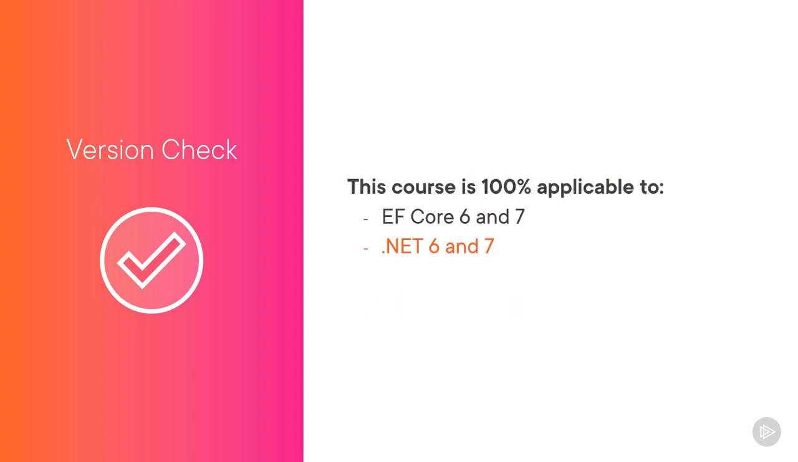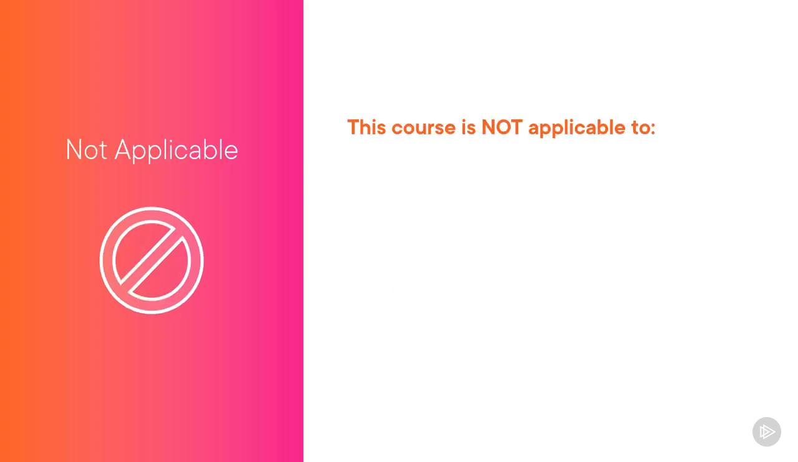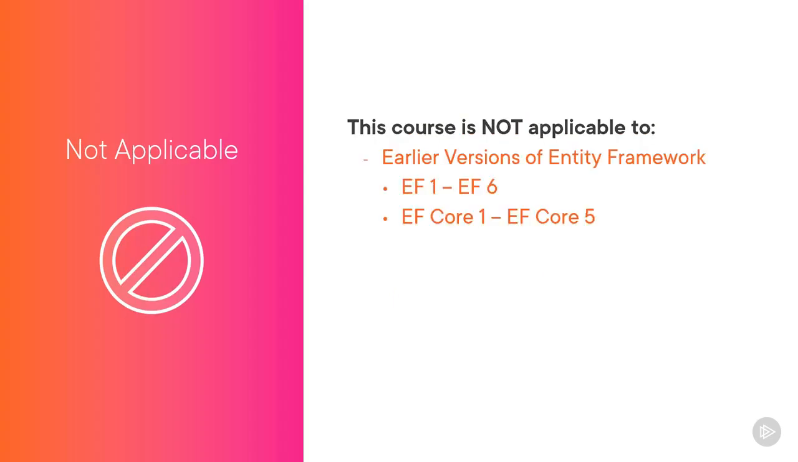EF Core 6 and .NET 6 are long-term support versions, meaning that you can expect a 3-year lifespan from Microsoft. Docker is constantly evolving, so check to make sure that your tools are up to date. This course does not apply to earlier versions of Entity Framework. In particular, be careful not to confuse EF Core 6 with EF6. Entity Framework 6 was built for the .NET Framework 4.5 through 4.8, and it predates EF Core. It's an entirely different runtime.